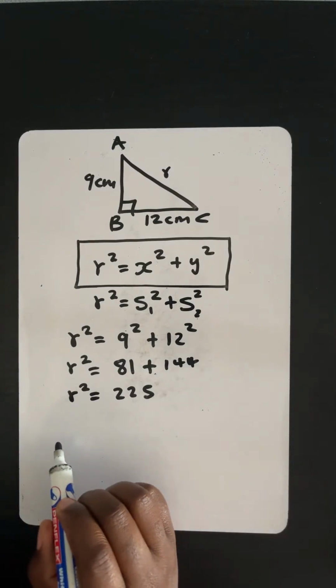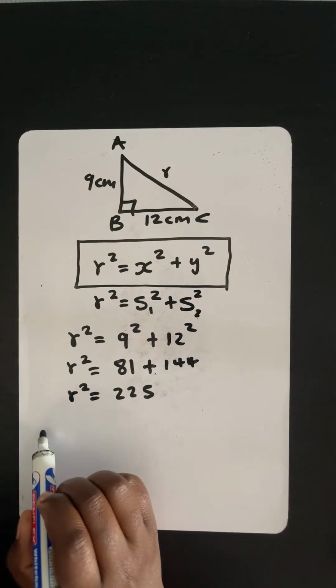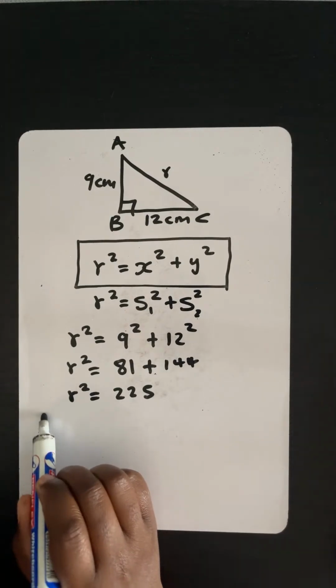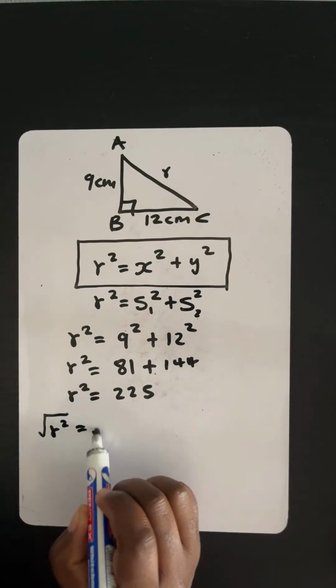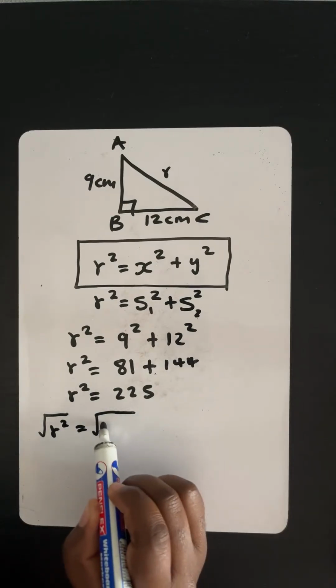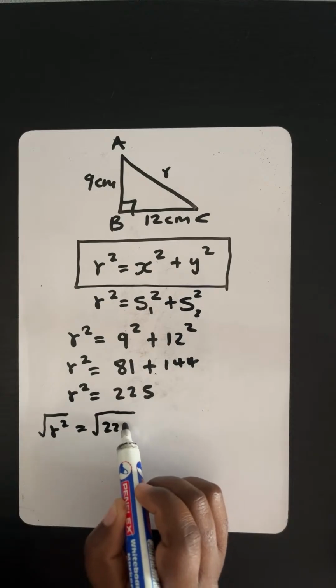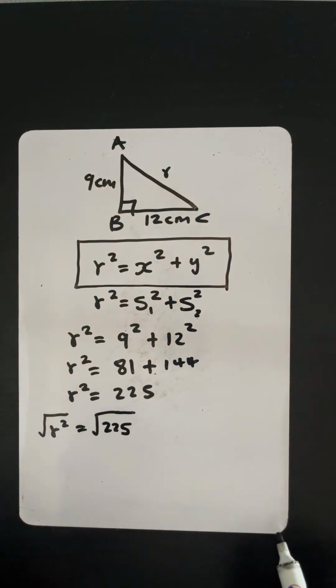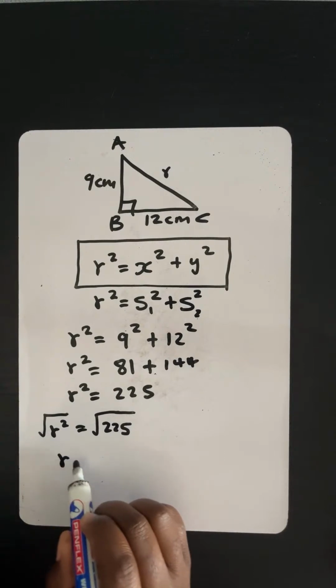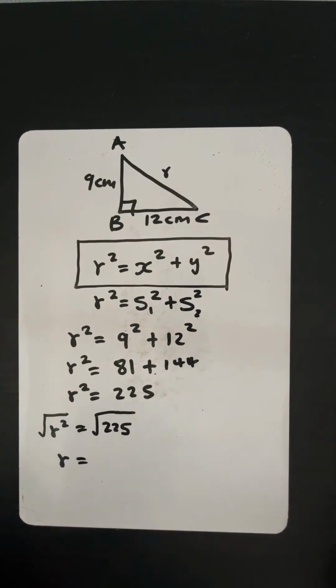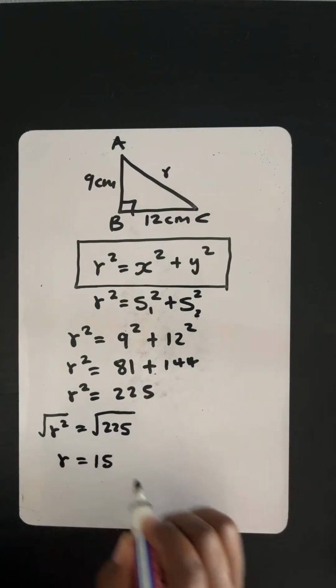One of the ways in which you can remove it is to square root both sides, meaning you will say square root of R squared equals square root of 225. And that's how you remove that squared over there. The next step, you just write R, which is equal to 15 if you punch that on a calculator.